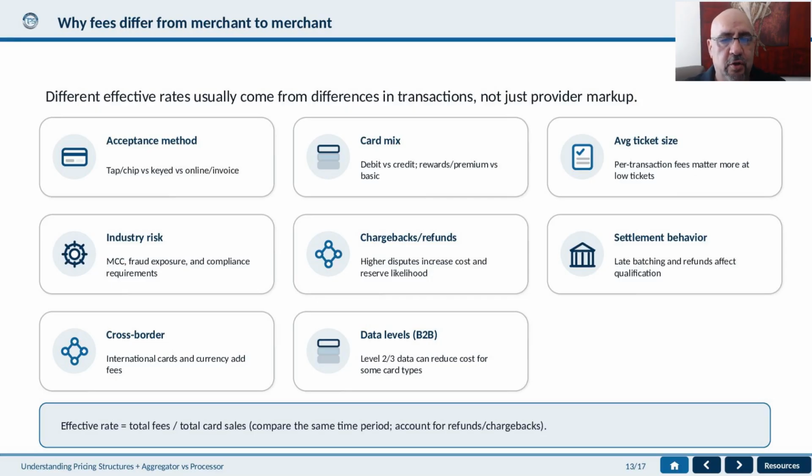To find your actual true rate, take your total fees and divide that by your total card sales, and that will tell you what we call the effective rate. That's really more for interchange category or 3-tier. If you're on a flat rate, it's pretty much what your rate is. You're just being overcharged. But like I said, it's simple reading.